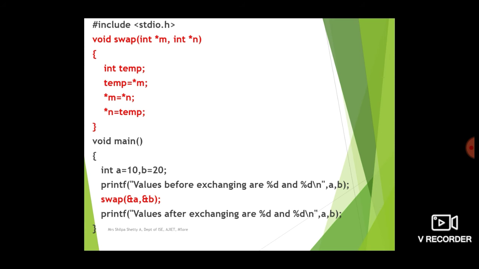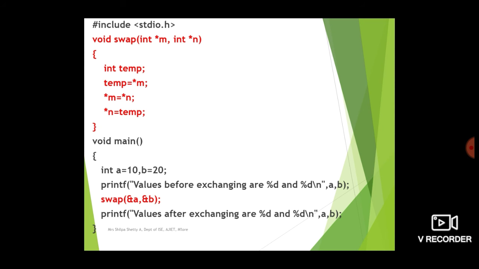So what does that mean? m is holding the address of a. Similarly, int *n is equal to &b. The second parameter will be copied to the second formal parameter. So the address of b gets stored in n. So what happens here is any changes that you make through m and n will affect the variables a and b. You will see its effect on a and b.